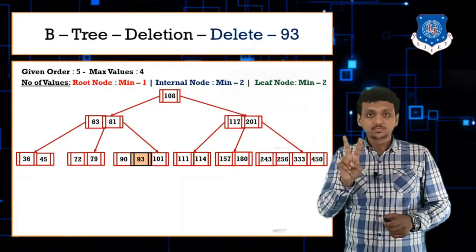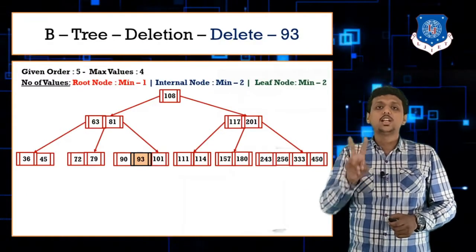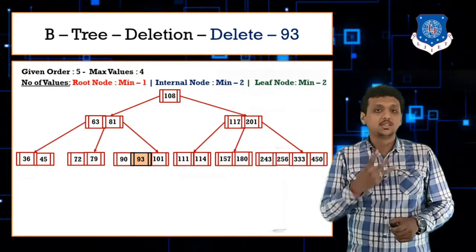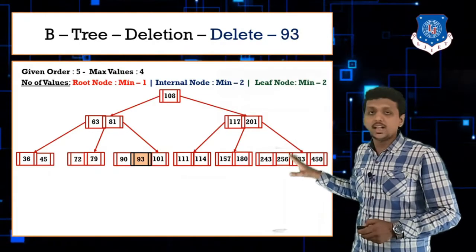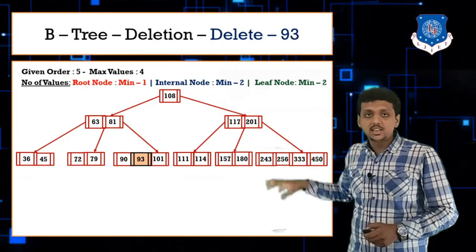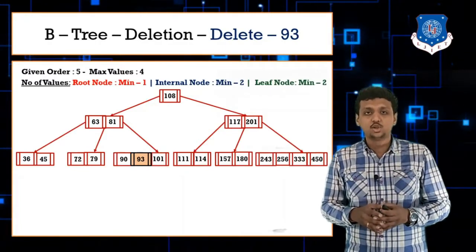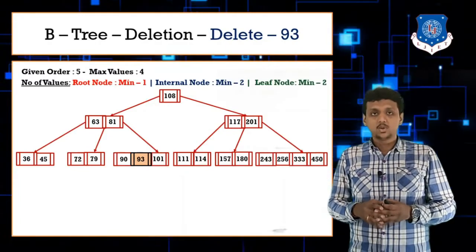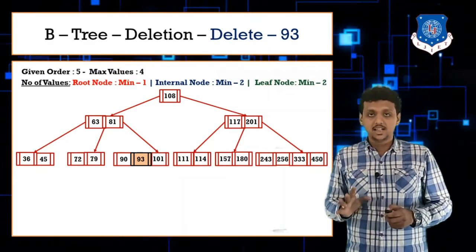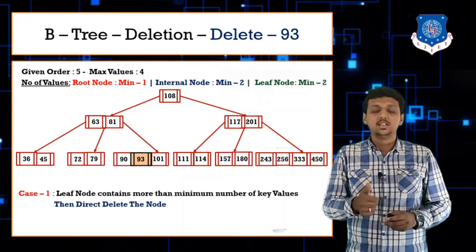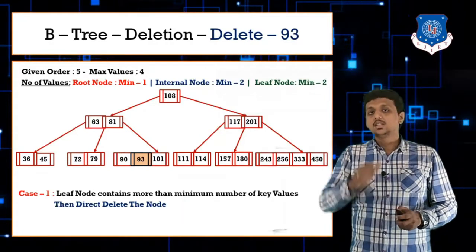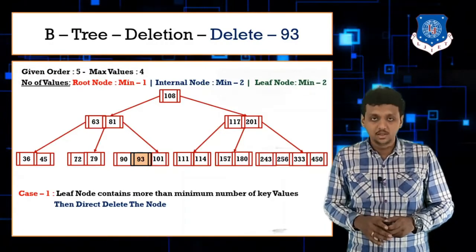2 values. If your leaf node contains minimum 2 values, then it's okay. But here your leaf node contains 3 values. So after removing 93, if I delete 93, is there any violation of B-tree deletion rules? No. Because all is going fine, I can delete 93 directly. So this is case number 1, where you are going to delete a leaf node that contains more than the minimum number of key values. Fine.